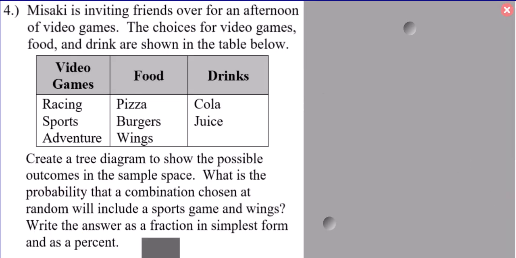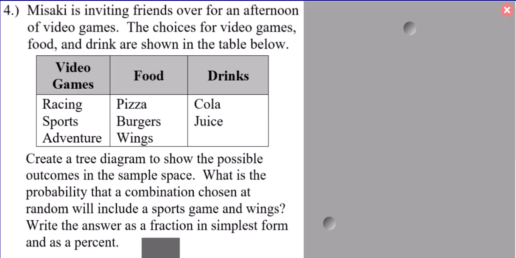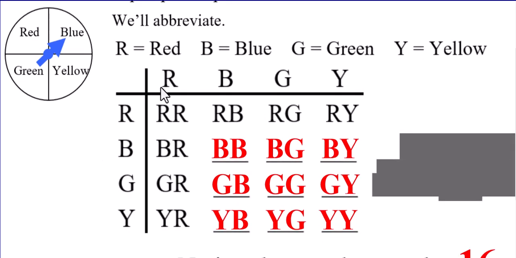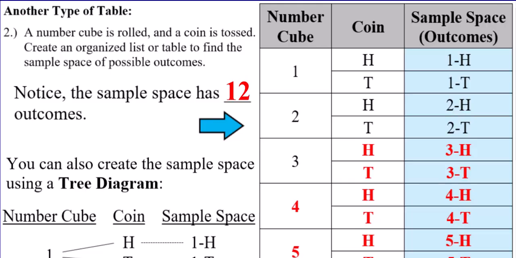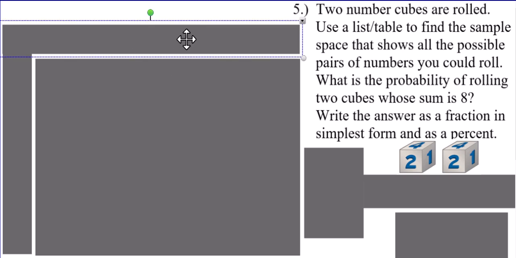And then I would like for you to try problem number 5. This one, you're going to make a list using a table to find the sample space of 2 number cubes being rolled. And I'll give you a hint. It's kind of similar to the table that we made on problem number 1, where we had the outcomes going this way, and then we had the outcomes going that way, and then we were able to match them up, R and R, B and R, G and R, R and B, and so on. Very similar for the number cube, except the number cube would be, well, I might as well just go ahead and show you.